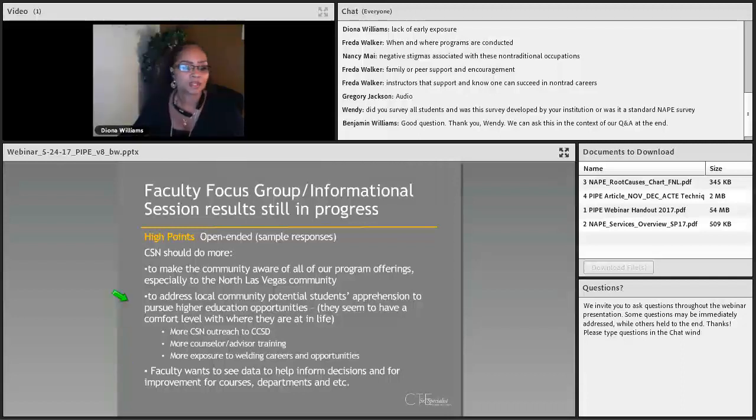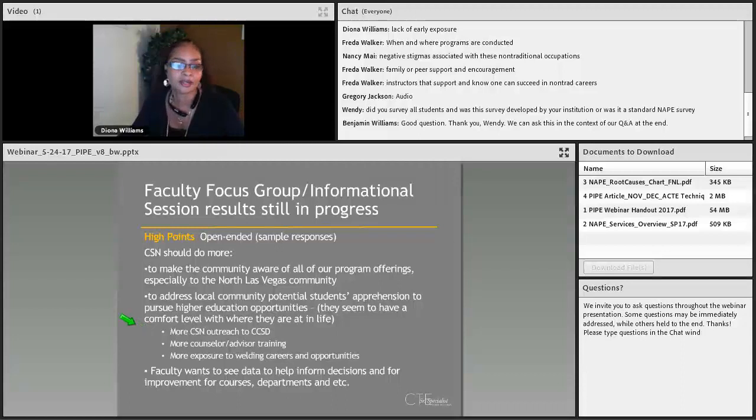Also, to address local community potential student apprehensions to pursue higher education opportunities. They seem to have a comfort level with where they are and where they're at in their life. So some of the faculty said we need to do more outreach with our Clark County School District in terms of maybe collaborating. We do participate in some of their career fairs, but just to have more individual, maybe that CIT department chair or faculty could go out specifically and talk to some of the juniors and seniors about what we do here in those particular majors.